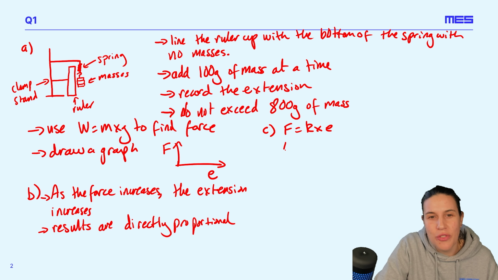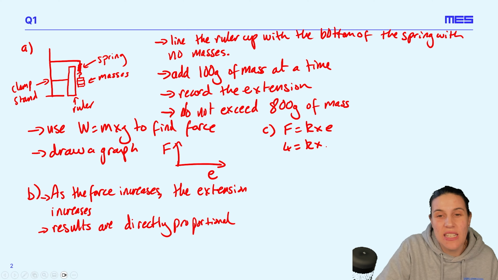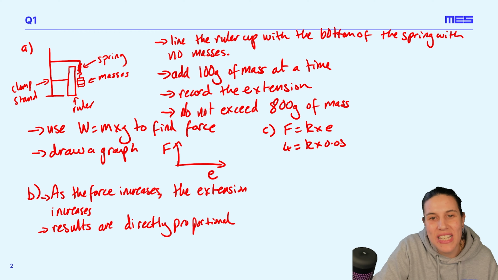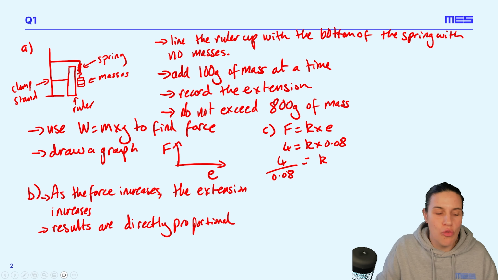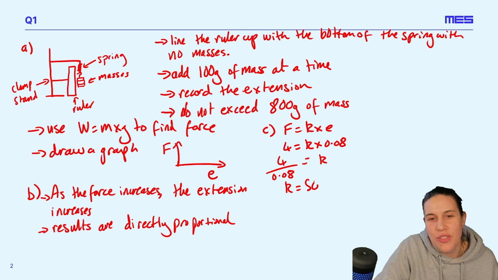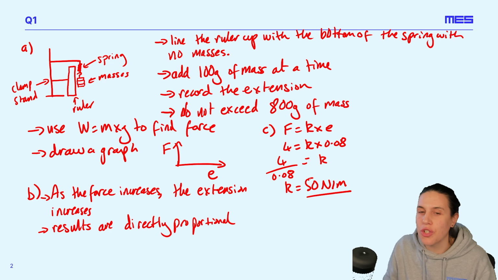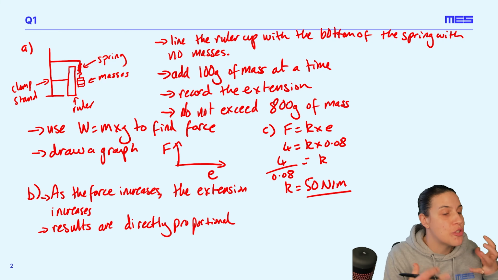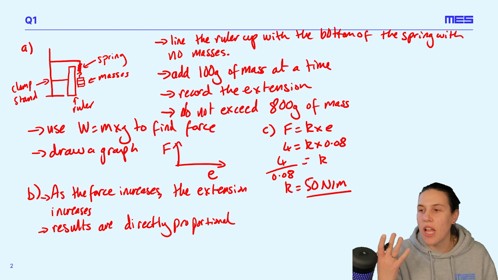So F is equal to k multiplied by e. So the force is going to be 4 is equal to k multiplied by the extension, which is 8 centimeters. So I'm going to convert that to 0.08 meters. So the spring constant will be 4 divided by 0.08. I'm just going to grab my calculator here. 4 divided by 0.08 gives me an answer of 50. So the spring constant is 50 newtons per meter. You'd get both marks if you just wrote 50, not necessarily newtons per meter, because the question didn't ask you for the unit.